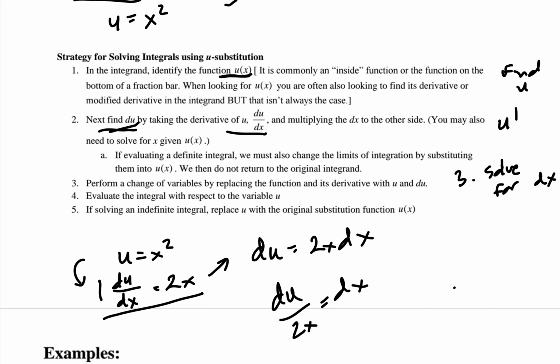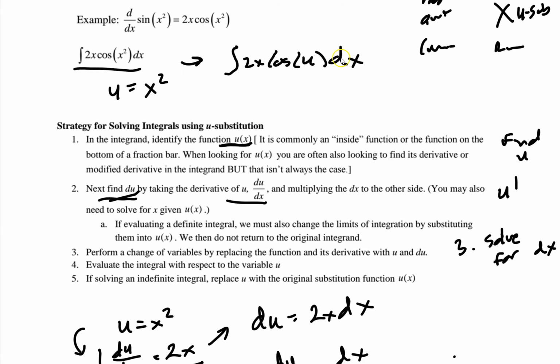Why is that so important? We can plug it back into this now. So this equation is going to become this: integrate 2x cosine u, and that dx is going to be switched over with the du over 2x.